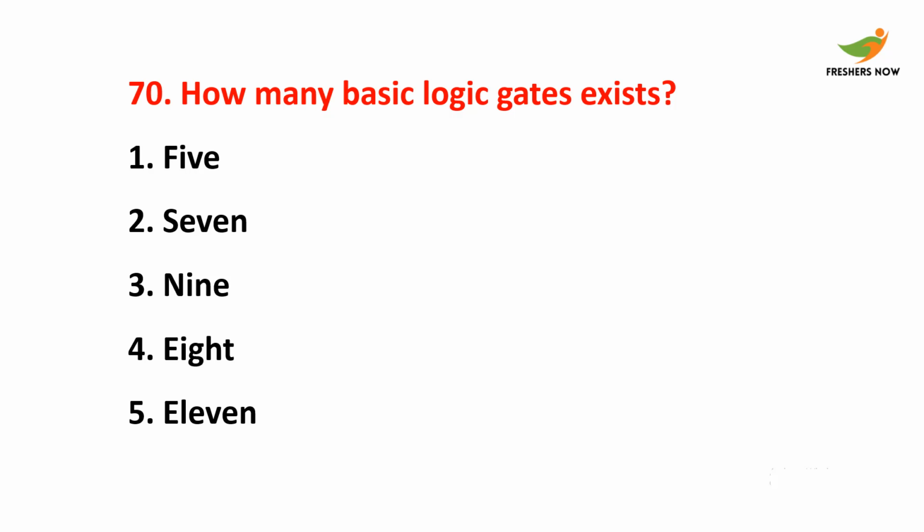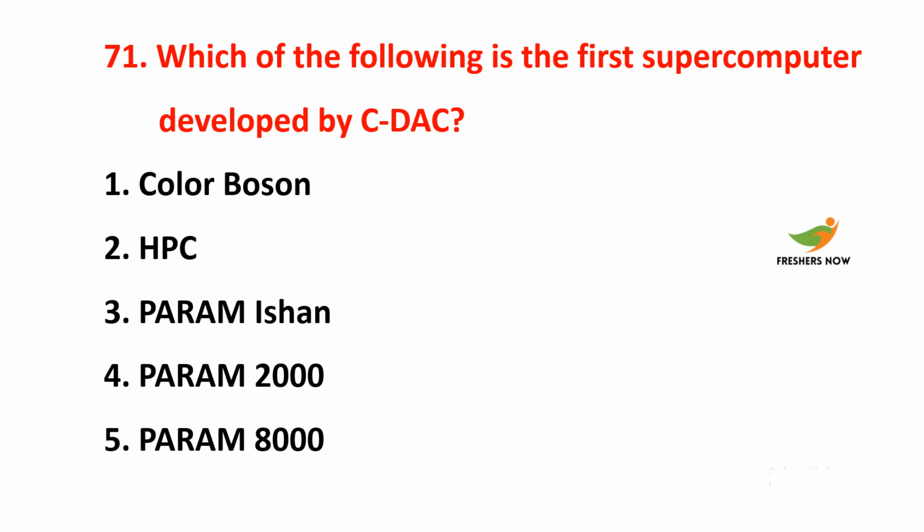70th question. How many basic logic gates exist? And the answer is option 2, 7. 71st question. Which of the following is the first supercomputer developed by CDAC? And the answer is option 5, PARM 8000.